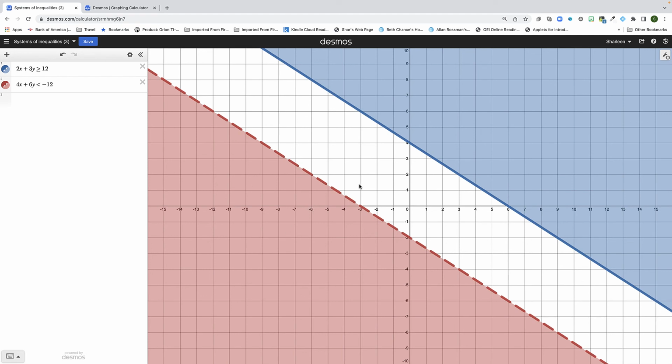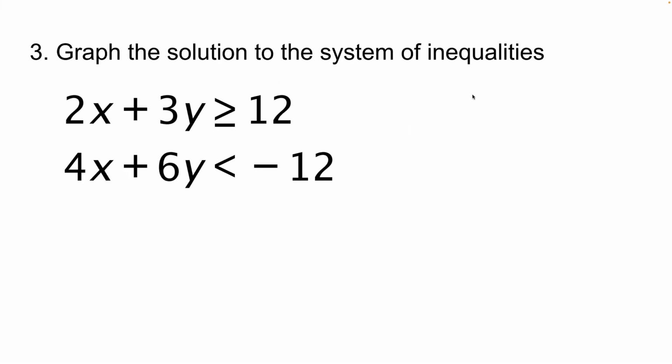And if you notice, these two lines actually are parallel, so they'll never intersect. And that means that their shaded area will never overlap. That means that this system actually has no solution. Because the lines are parallel, we know they will never intersect. So if we're shading above one line but below the other, we know there's going to be no solution to this system.